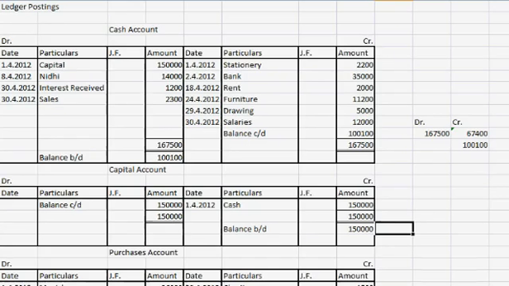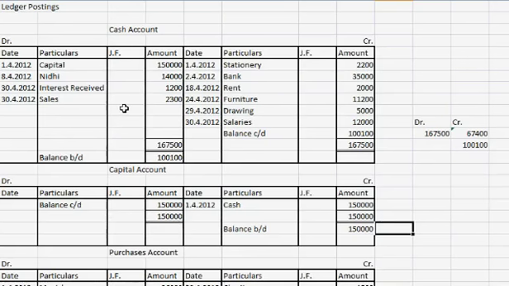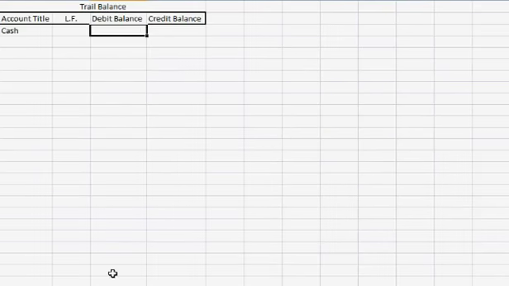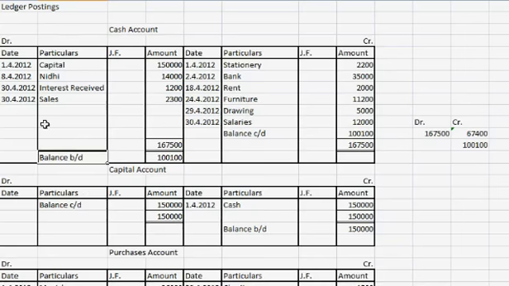So we'll start with the first account. The first ledger account is the cash account. So we'll enter cash in account title. Then ledger folio is the page number in which this particular ledger exists. We don't have that here, so we'll move on to the next column, that is the debit balance. In debit balance we have to write the balance BD amount, the balance brought down. Because balance BD here is on the debit side, the entry would be on the debit side, so we'll write the amount corresponding to balance brought down.